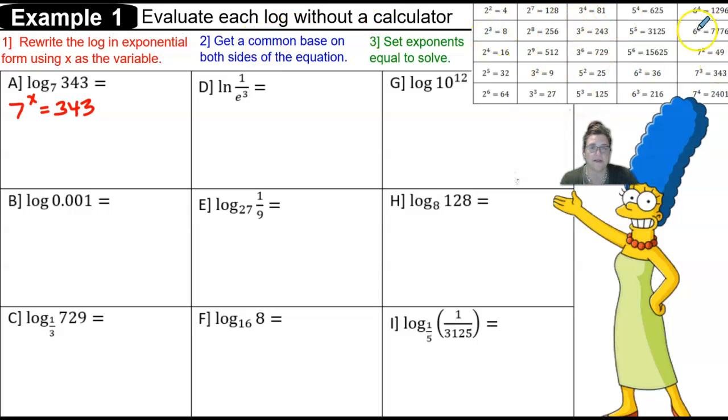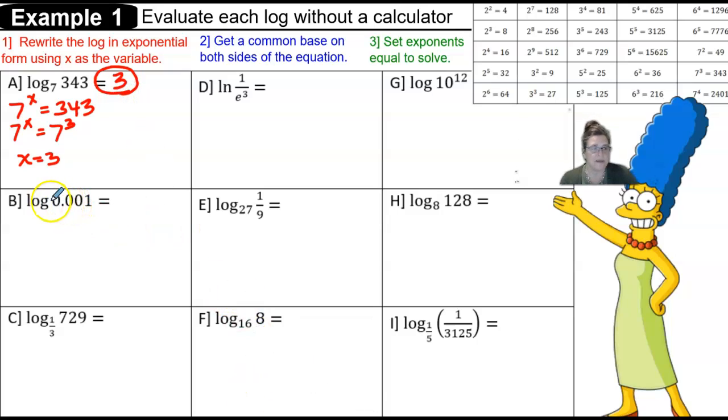If you look at the table of perfect squares and higher powers that I gave you on the back of the notes booklet, we see here that 7 to the third power is 343. So I can rewrite this as 7 to the x is equal to 7 cubed. Then step 3, set your exponents equal to solve. Now our bases match, so I know my exponents are equal, and x equals 3. So the log base 7 of 343 is equal to 3.